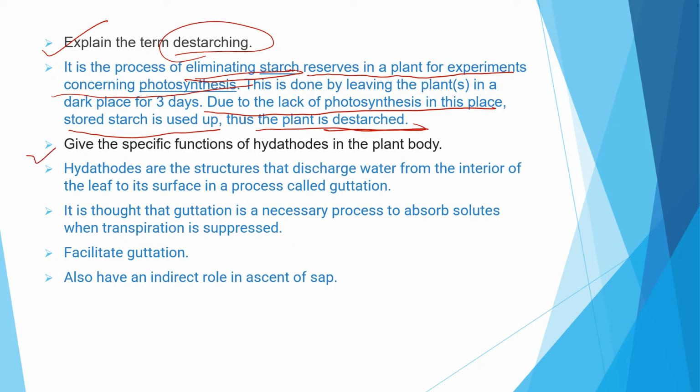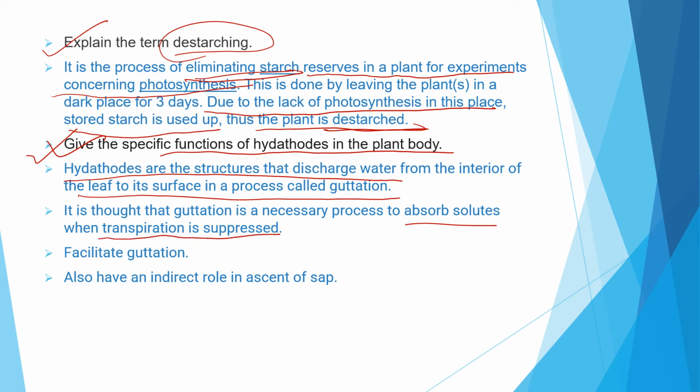So this is clear. Now the next one is, give the specific functions of hydatodes in the plant body. So what are hydatodes? These hydatodes are the structures that discharge water from the interior of the leaves to its surface in the process of guttation. So what is the main function? Now as guttation is very much necessary, it helps in the transpiration process. It is thought that guttation is a necessary process to absorb the solutes when transpiration is suppressed. The hydatodes help in facilitating the guttation process. It also has an indirect role in the ascent of sap.